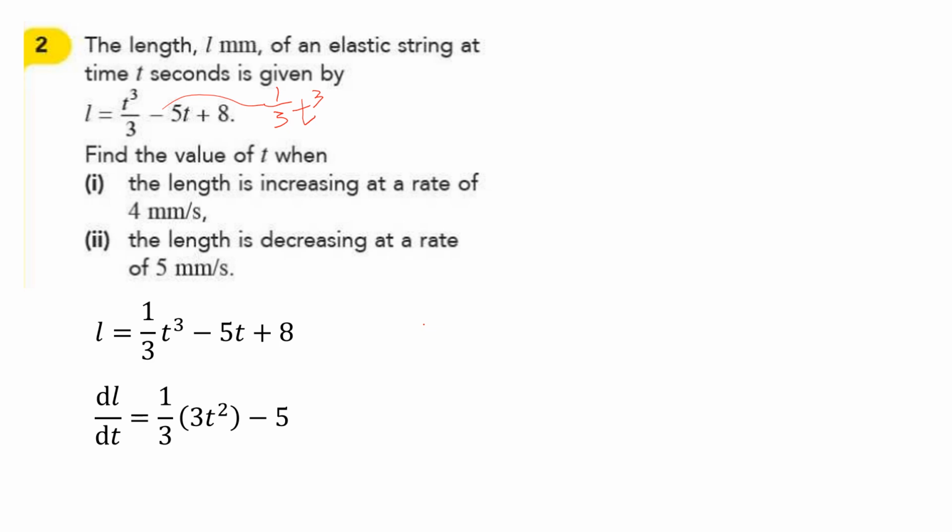So for part I, we're going to substitute this value equals to 4, because you're given here that the length is increasing. So this is our dL over dt, and it is a positive value because it's increasing. So we're going to equate 1/3. We're going to simplify that first, because 1/3 times 3 will just give you 1. So that ends up t squared minus 5, and we're going to equate that to 4.